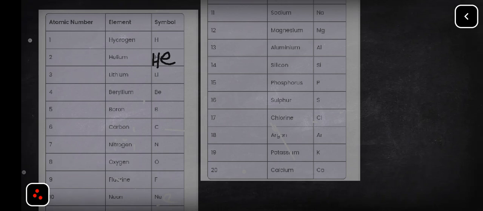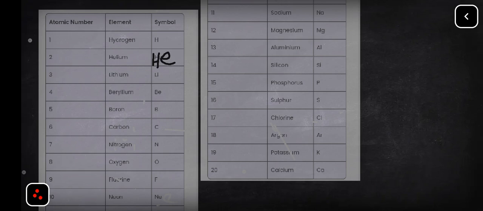Then the symbol for potassium is K. Unlike others, the symbol of potassium is K because it is derived from the medieval Latin name for the element, which is kalium. The Latin name for potassium is kalium. So the symbol K is derived from the Latin name kalium. So the symbol for potassium is K.